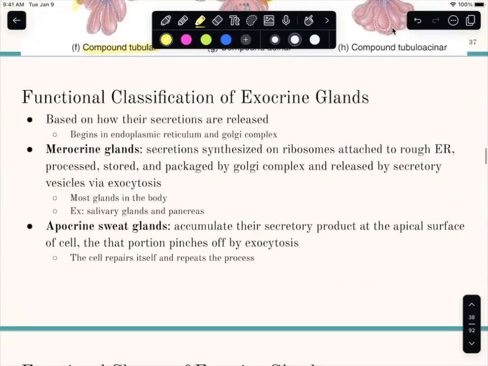So let's look at some of these exocrine glands as well. We have merocrine glands.